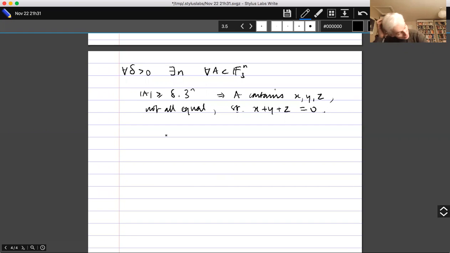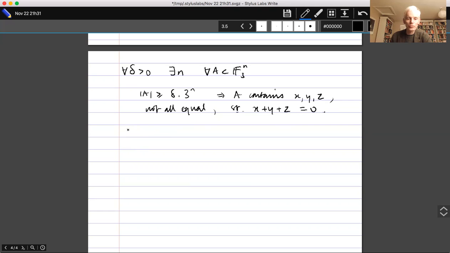Now, the key point here is that we are going to be able to, so here comes the proof. There is a polynomial that's going to be able to express this condition, and we're going to be able to exploit this if A is a set that does not have this condition.